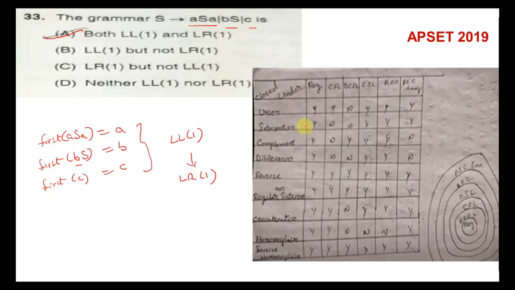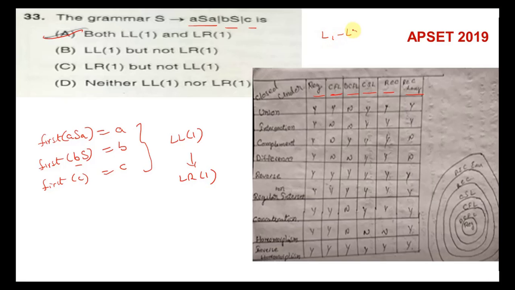Okay, so this is the table. Actually, this is a table for the question number, I think it may be 26 and so on, that is the closure properties. We have different types of languages here: regular language, context free language, DCFL, CSL, recursive language, recursive enumerable language. To find the closure properties, we can use this table. If you memorize this table, you can easily answer questions like that.